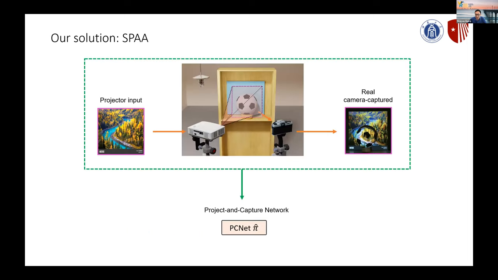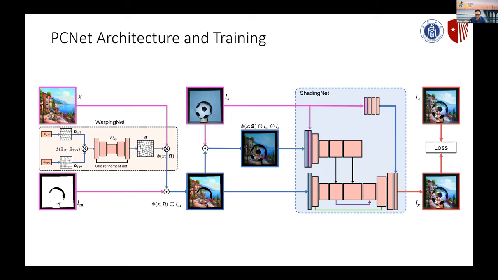attacks. Similar to CompNet++, we first project and capture a series of colorful texture sample images to the scene, then we train PCNet to simulate the real project and capture process. PCNet uses CNN-based modules to transform a projector input image X to an inferred camera captured scene image IX hat. We train PCNet by minimizing the difference between the model inferred camera captured projection IX hat and the ground truth real camera captured projection IX.